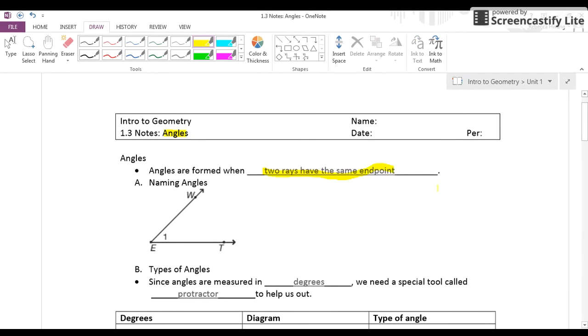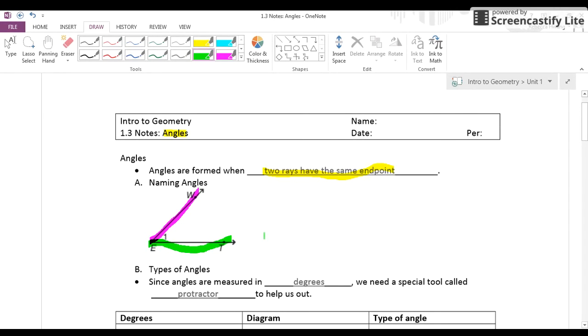So what are rays again? Right, so one ray is something that has an endpoint but goes on forever in one direction. So for example, one ray that we have here is ray EW, right? Starts at E, goes through W, and on forever going up that way. Okay, we also have a ray down here, ET, starts at E, goes through T, and on forever to the right.